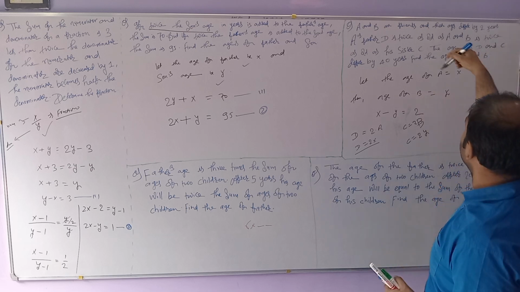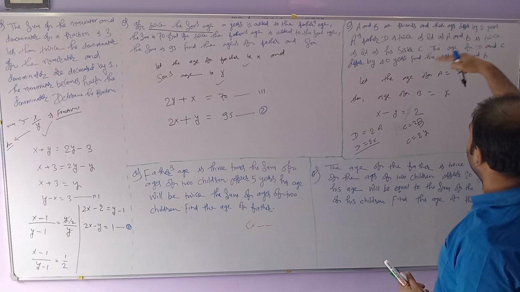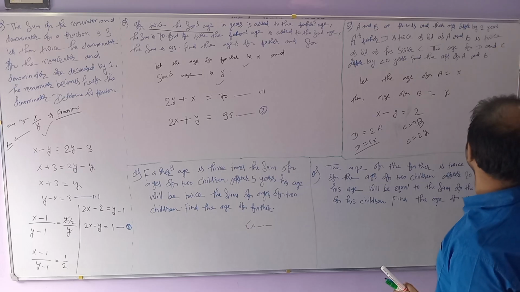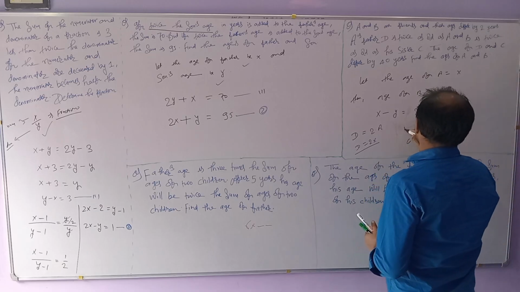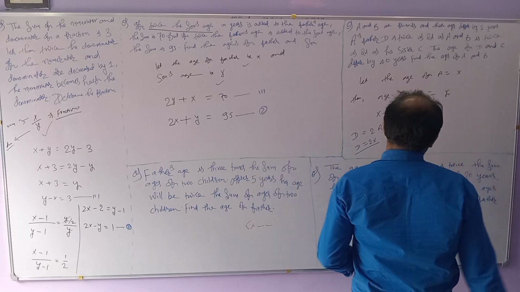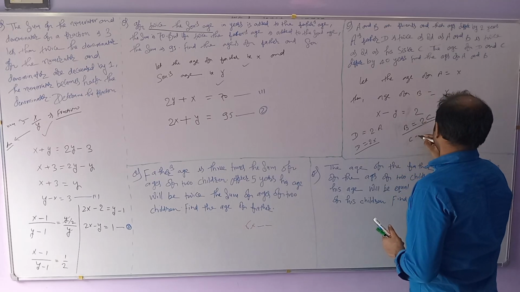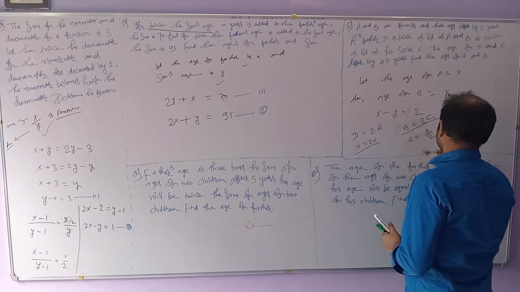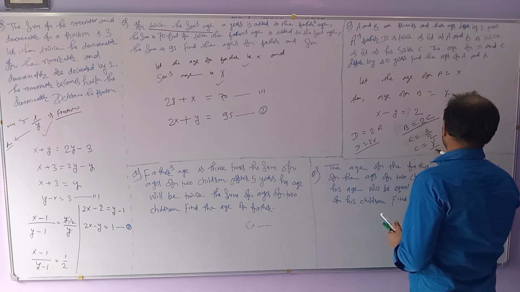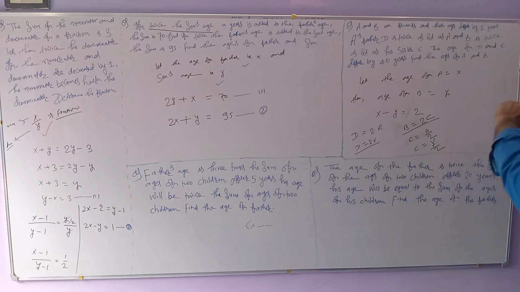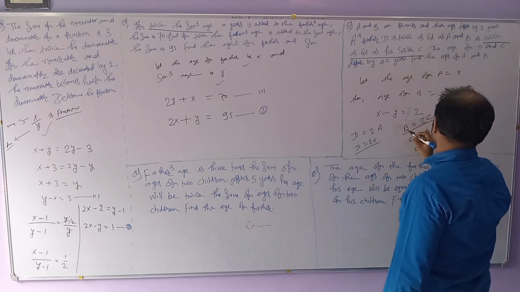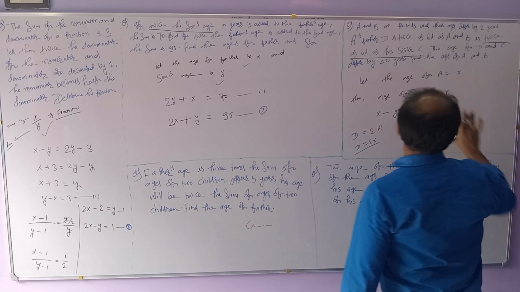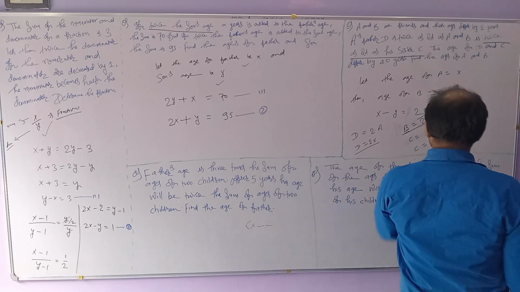B is twice as old as his sister C. So C becomes B upon 2, and B is Y, so we get C equal to Y upon 2.